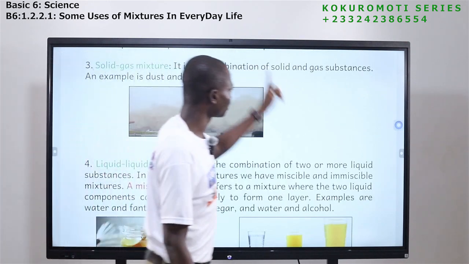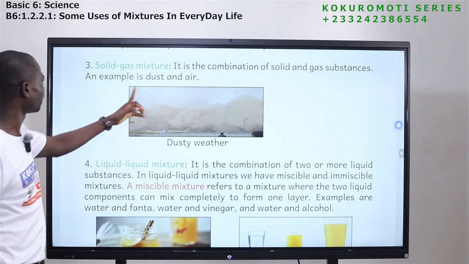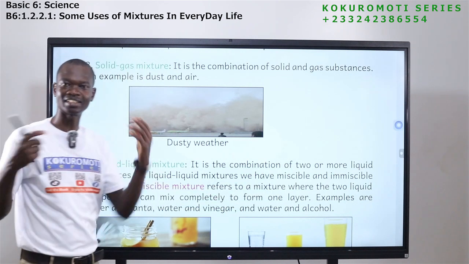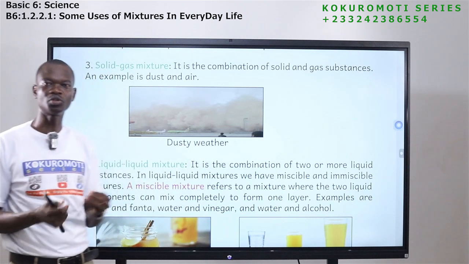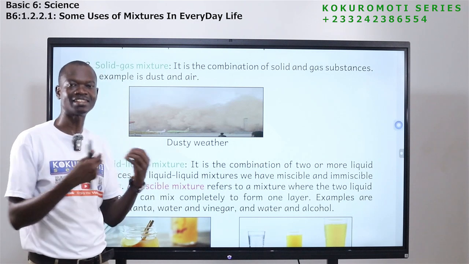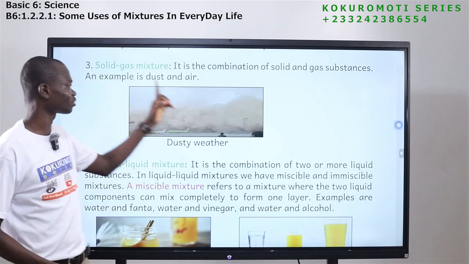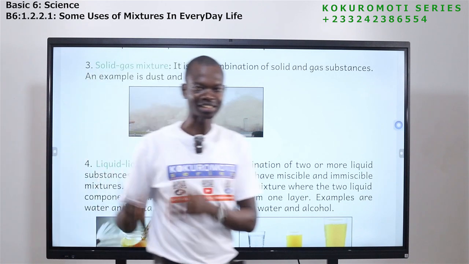It's a combination of solid and gas substances. An example is what? Dust and air. Dust and what? Air. Okay, so we know dust. Dust is what? Solid. Air is gas. So solid gas mixture, we are talking about air and what?